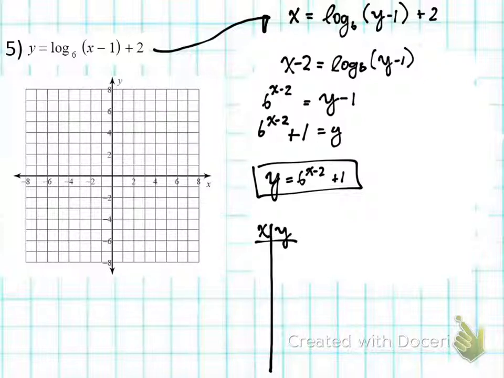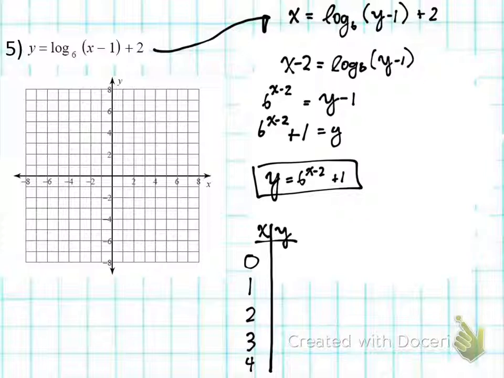So I'm going to pick numbers that will not give me too many negatives. So I'm going to only go down to 0 because 0 minus 2 is negative 2. 6 to the negative second is 1/36. So I'll start with, I'm sorry, with 0. And we're going to put 1, 2, 3. That should be good. I'll do one more, 4. Okay.